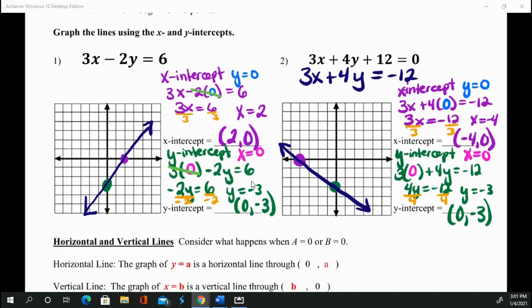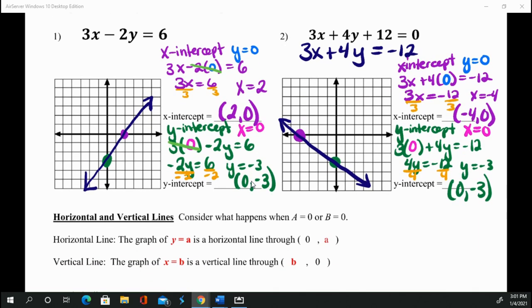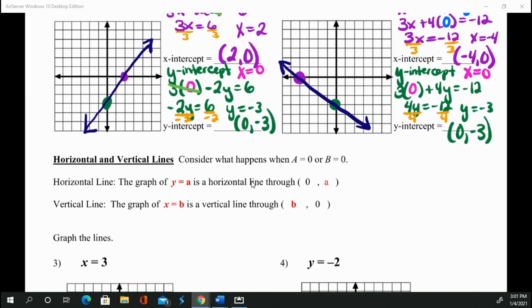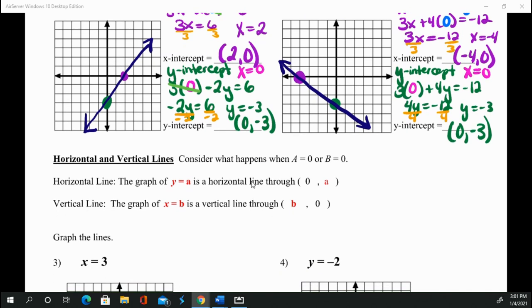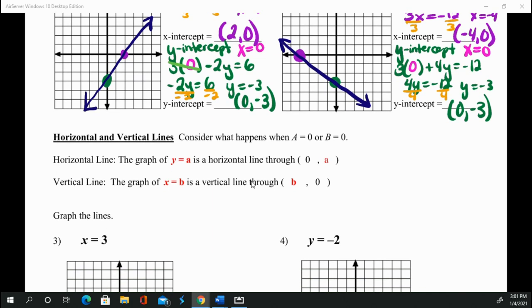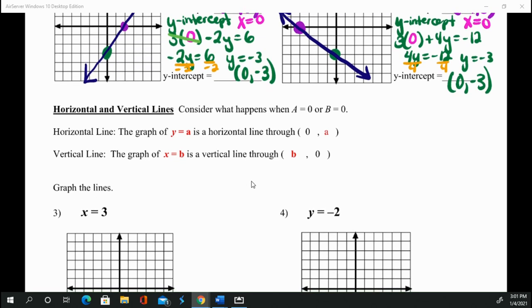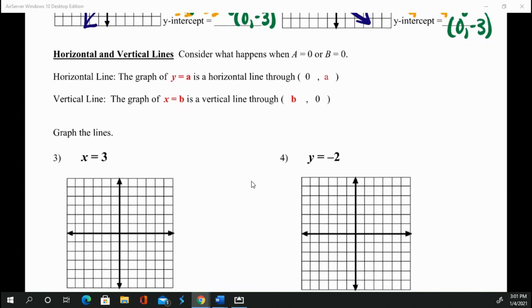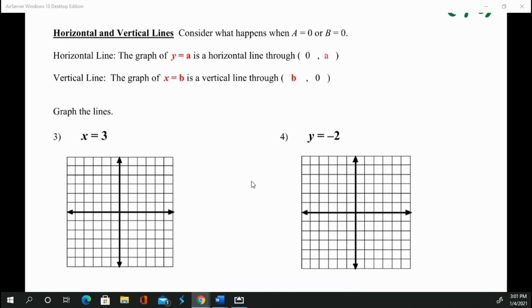The other part about this section is we're going to graph horizontal and vertical lines. A horizontal line is always going to be in the form y equals a number. And it's going to pass through the point 0 and whatever that value is for y. And then a vertical line is going to be x equals. And again, it's going to pass through whatever that value is.